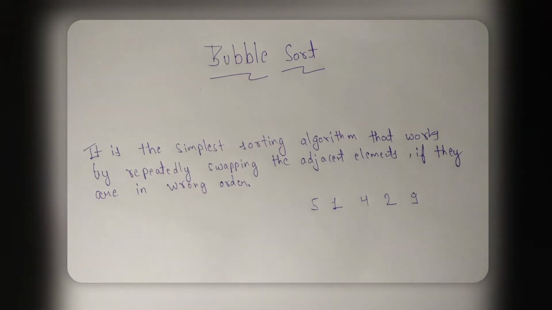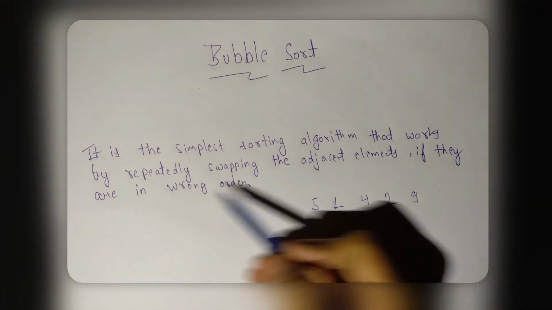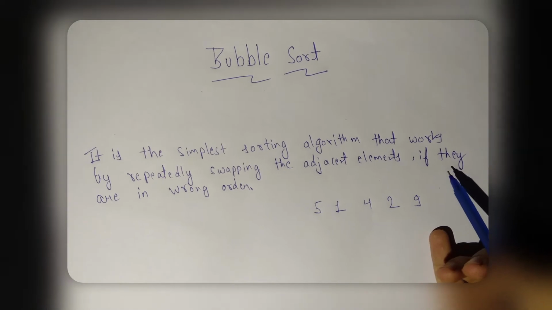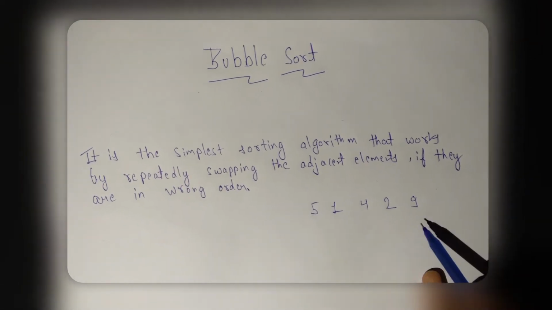So first we will see what is bubble sort. It is the simplest sorting algorithm that works by repeatedly swapping the adjacent elements if they are in the wrong order. Let me take an example: 5 1 4 2 9. So assume this as an array.